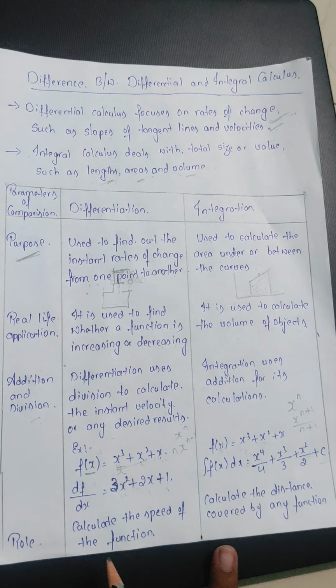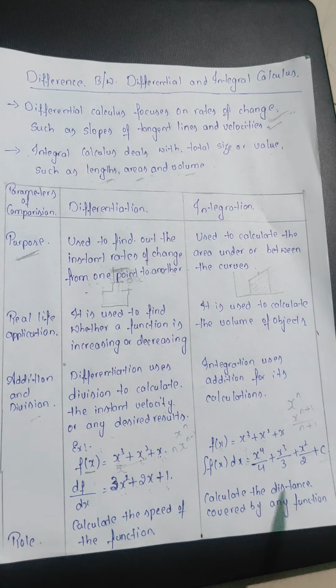Next, what is the role of differentiation and integration? The role is that differentiation calculates the speed of the function, which in turn gives the velocity, and integration calculates the distance covered by the function, which in turn gives the area or volume of the given function. So this is about the difference between differential calculus and integral calculus. Thank you.